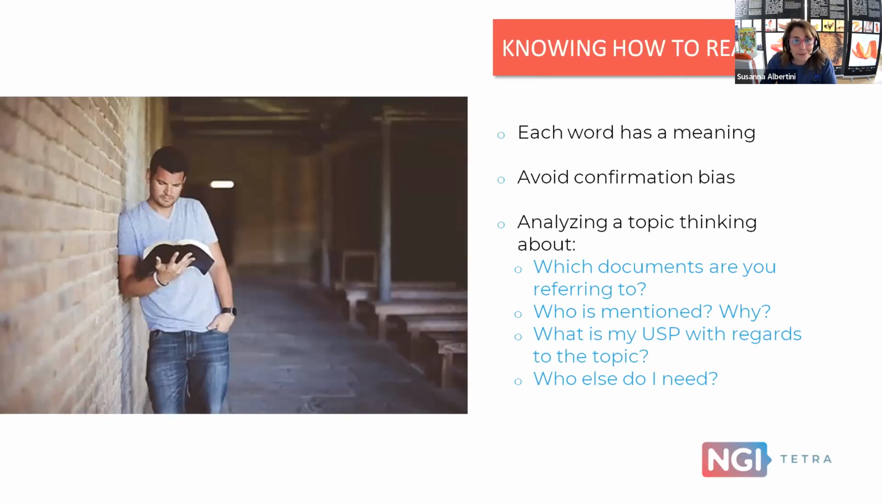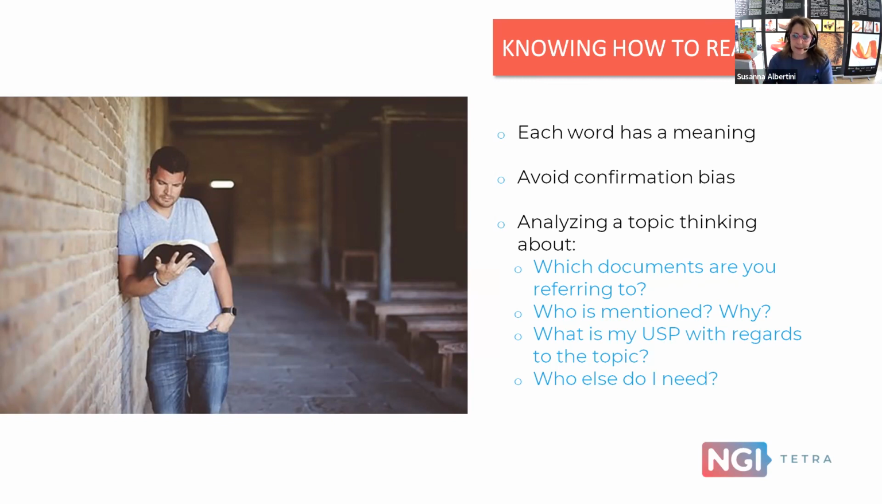So how to read? First of all, you have to know that each word has a meaning. The topics are one page, maybe two, but very short. And therefore, each word should be carefully contextualized, and you have to understand the background. You have to avoid confirmation bias. This happens very, very often. You read something, you have your idea in mind, and you interpret what you read: oh, this is exactly for me, oh, this is exactly what I want to do. Don't be trapped by this, because sometimes it's not like that. And therefore, you will prepare a proposal that is not what they are looking for.